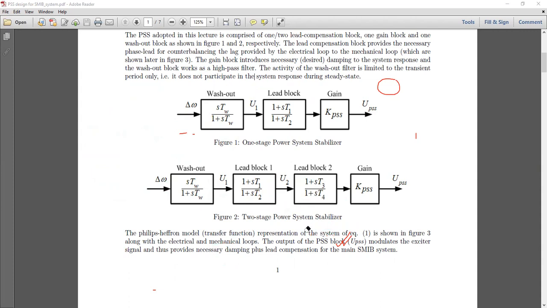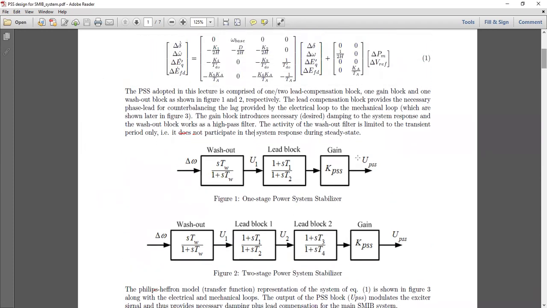Okay, no question, so let's proceed. So this is the purpose of the lead block, and this is the basic transfer function model for the lead block. You have two time constants, T1 in the numerator and T2 in the denominator. If it has to work as a lead block, T1 has to be greater than T2. If it is a lag block, then the reverse should be true.